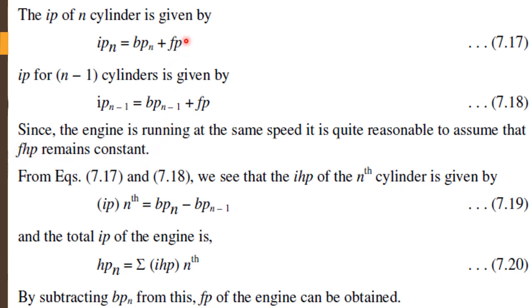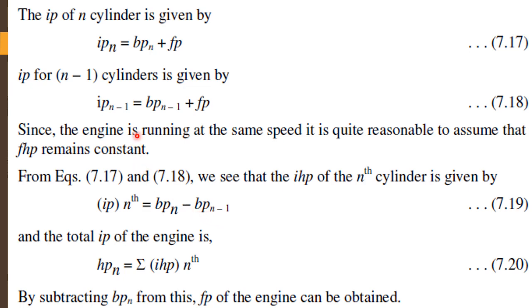So if we talk about equations 7.17 and 7.18, if we subtract 7.18 from 7.17, what will we get? IPn minus IP of n minus 1, because the friction power will be cancelled. So you can see the IP of n cylinders is equal to BP of n cylinders minus BP of n minus 1 cylinders.